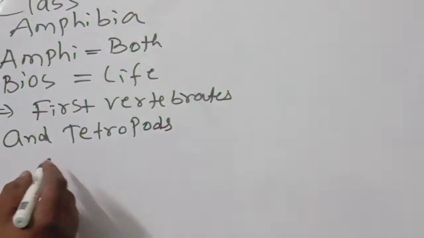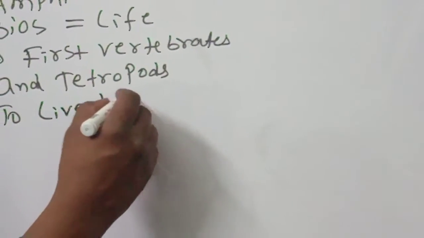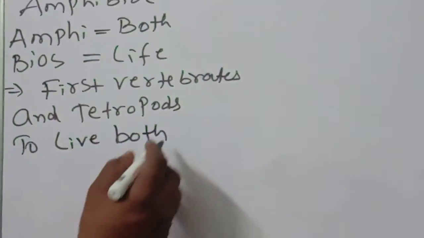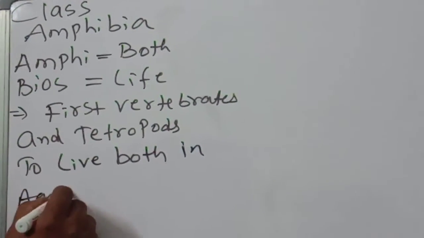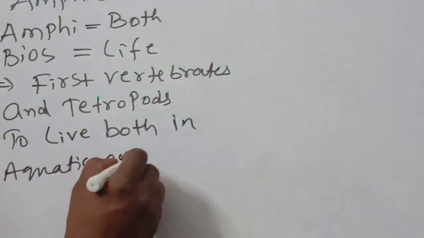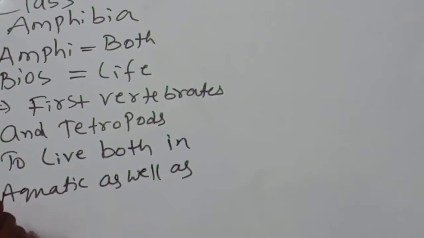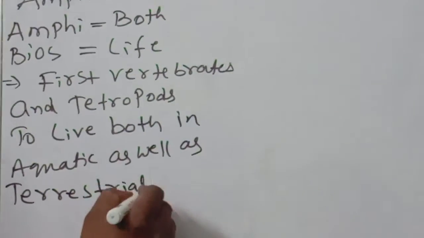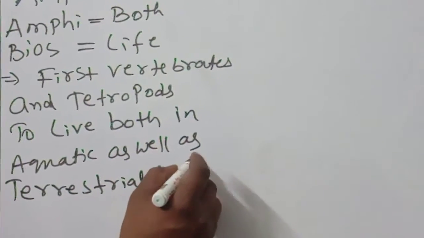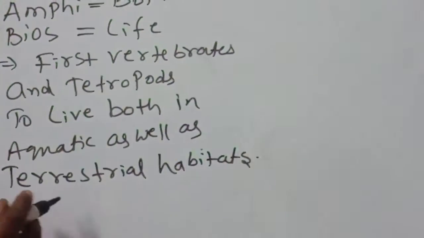Vertebrates and tetrapods, very important, live both in aquatic as well as terrestrial habitats. This is the first important point: terrestrial habitats. So children, this is the first one.